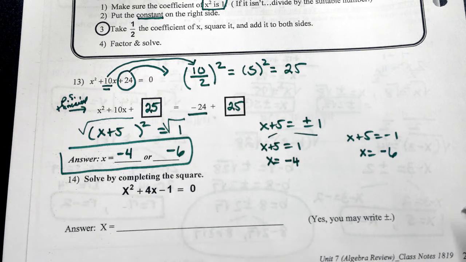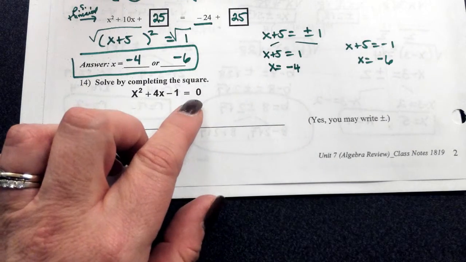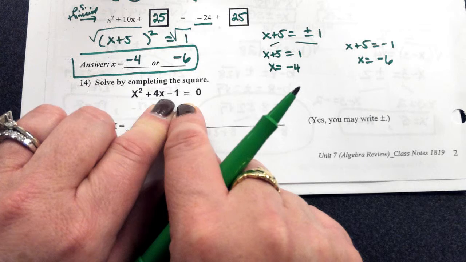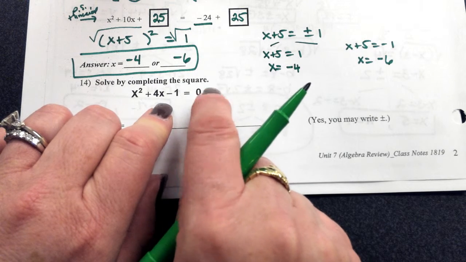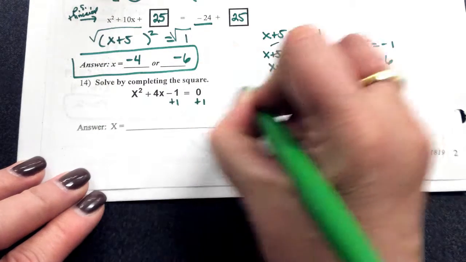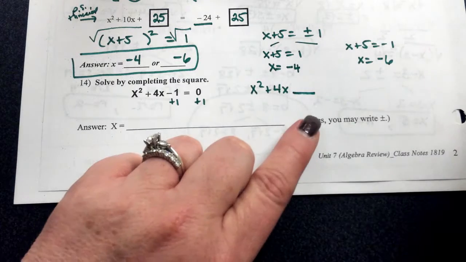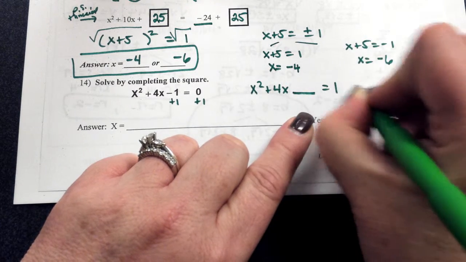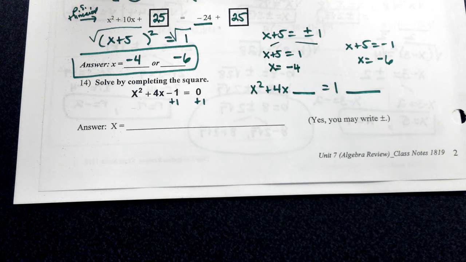Let's look at another one. x squared plus 4x minus 1 equals 0. So what's going to have to be the first step? Do I want a 0 on one side, or do I need to move my constant over? Move the constant over. So I have x squared plus 4x, and I always like to leave a blank when I'm completing the square, equals 1, and I draw the same blank as a reminder to add the number to both sides of the equation.